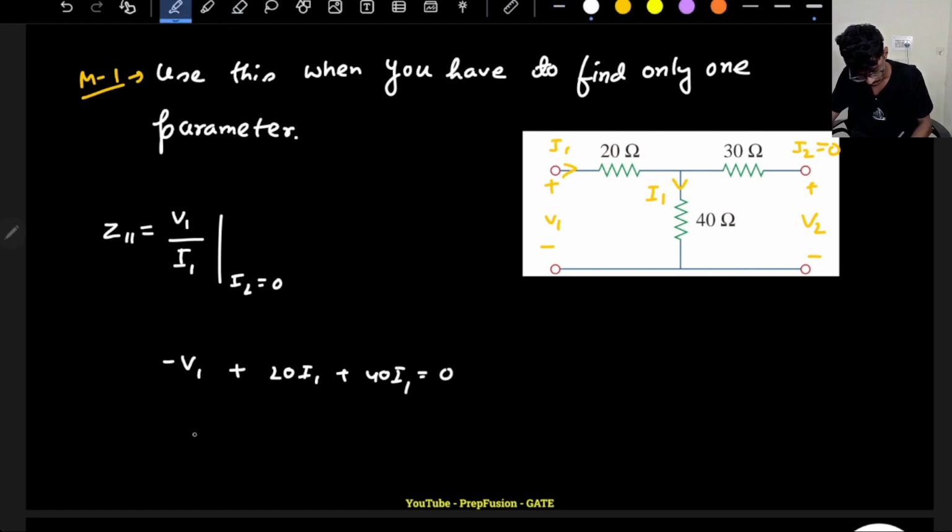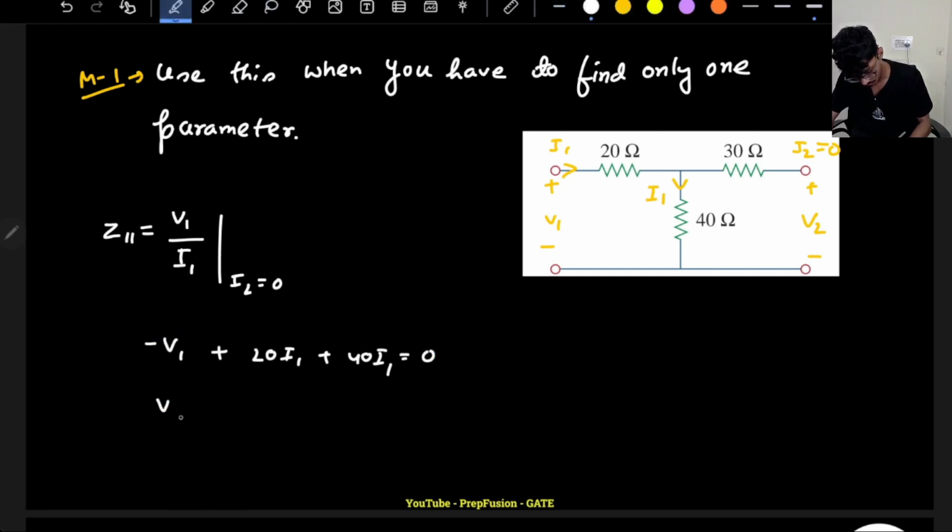So my V1 by I1 will be equal to 60. Okay, so this is what my V1 by I1 is equal to.